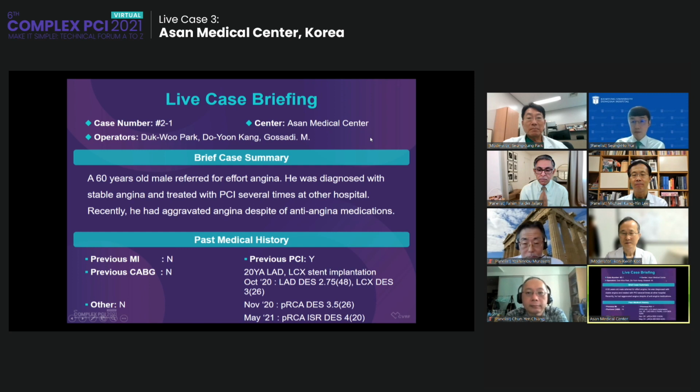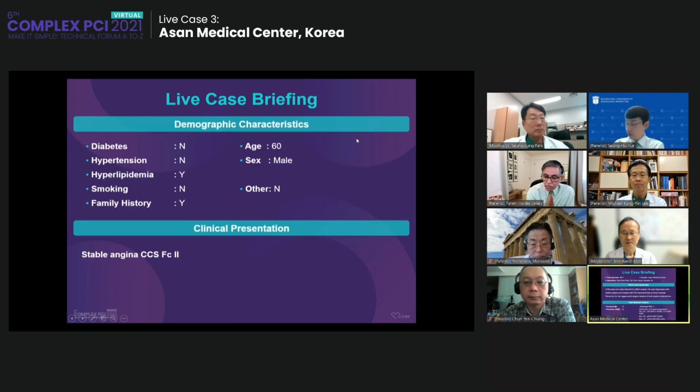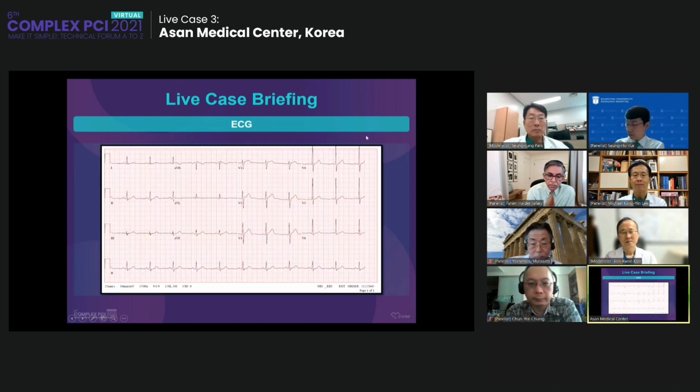Yes, the patient is a 60-year-old male, referred for angina. He was treated with PCI several times before, and recently he had aggravated angina despite anti-angina medications, including beta blocker and calcium channel blockers. He received LAD and circumflex stenting 20 years ago, and last year, because of LAD and circumflex ISR, one more stent was implanted, and then he also received RCA stenting and another stenting for ISR. He has a risk factor of hyperlipidemia. ECG was okay.